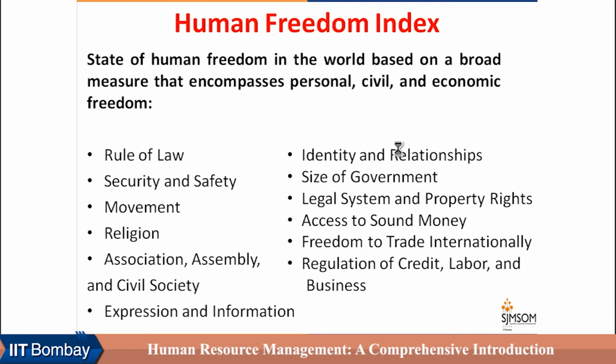To understand the political factors, we can look at the Human Freedom Index. The Human Freedom Index is an index developed by the Cato Institute that gives ratings to different countries on parameters like rule of law, security and safety, movement, religion, association, assembly and civil society, expression and information, identity and relationship, size of government, legal system and property rights, access to sound money, freedom to trade internationally, regulation of credit, labor and business.